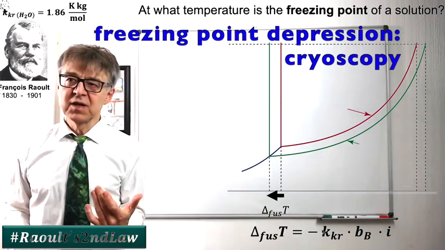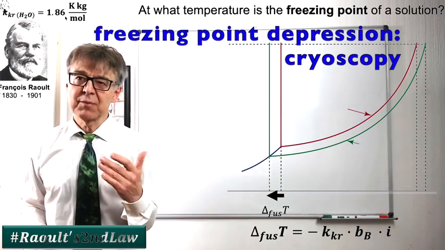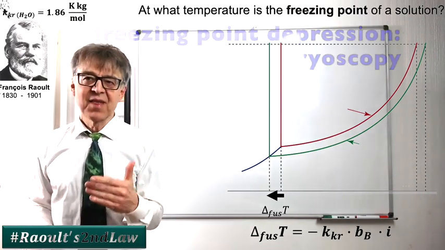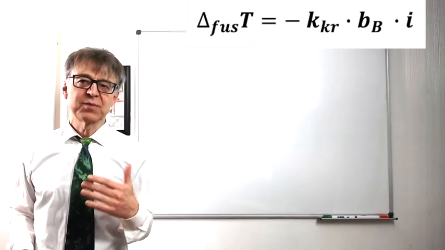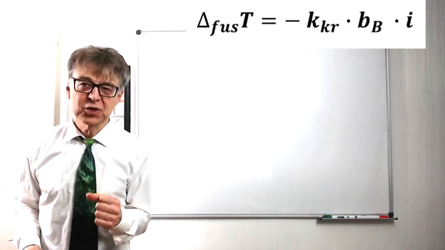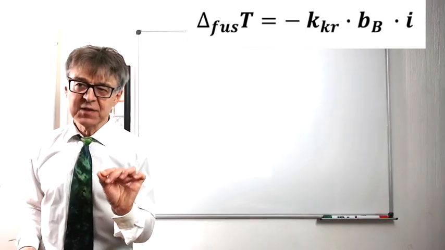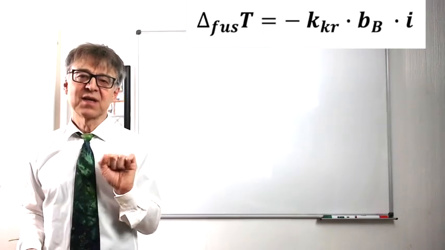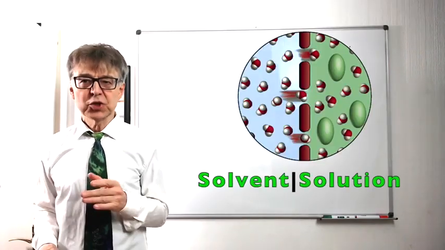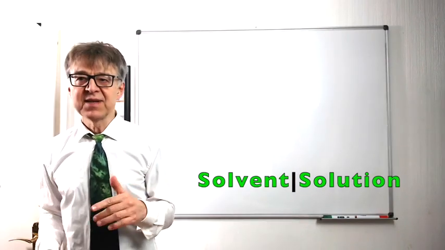The constant K sub Cr is the cryoscopic constant, another characteristic for every solvent. For water, the cryoscopic constant is 1.86 kelvins kilogram per mole. This means that any solution with osmolality 1, like the isotonic sugar and salt solution in our examples, both freeze at negative 1.86 centigrade.